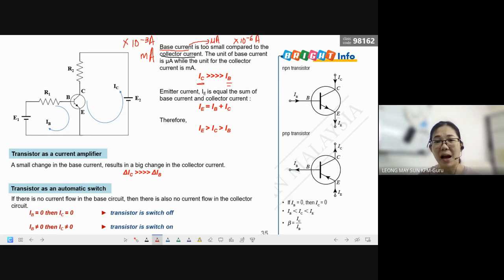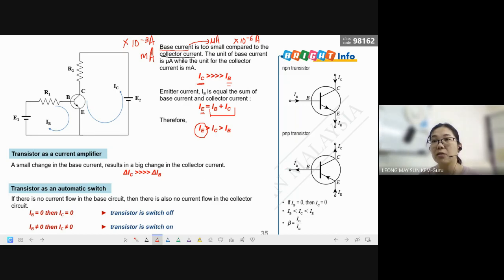The ammeter's current is equal to the sum of the base current and collector current. This one is just for knowledge. The ammeter's current is the sum of base plus collector. Therefore, the ammeter's current is always the biggest amount. Ammeter current is the biggest, followed by collector, and the last and least is the base.